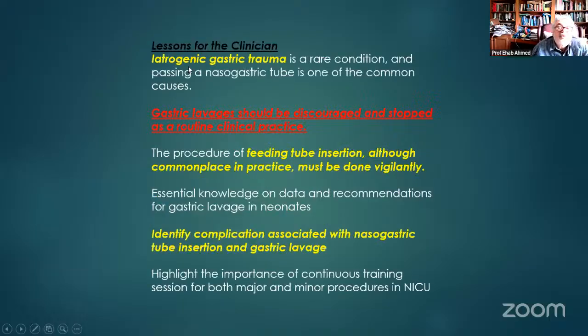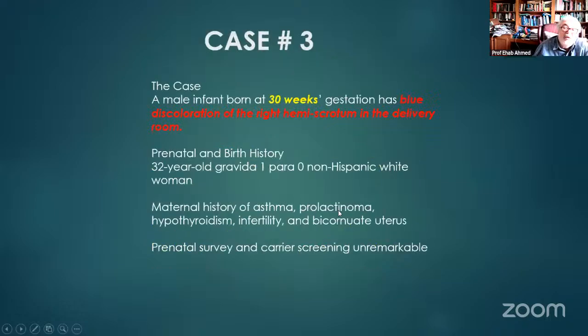Lessons. Iatrogenic gastric trauma is a rare condition, but it can happen, especially in preterm babies. Gastric lavage should be discontinued and stopped as a routine. The procedure of feeding tube insertion, although common practice, must be done vigilantly, carefully, very cautiously. And you should know the complications, with trauma or perforation. Any questions, any comments, any suggestions?